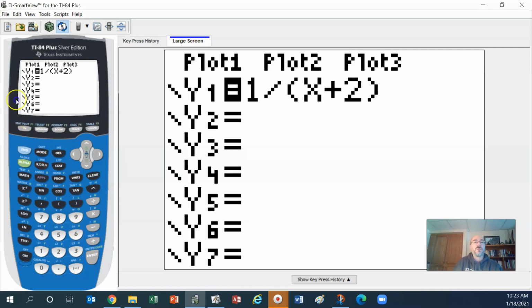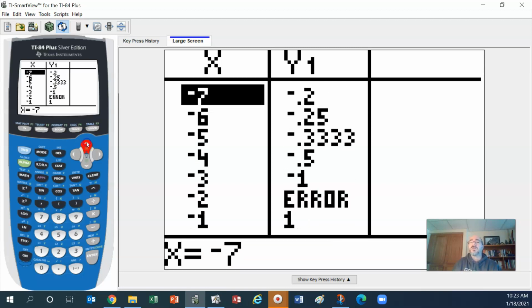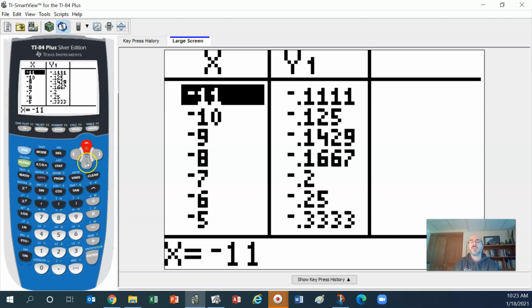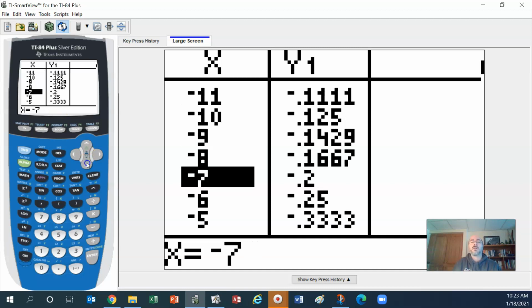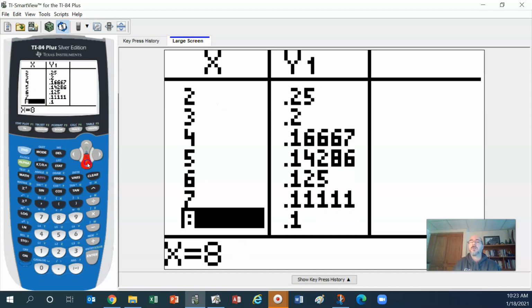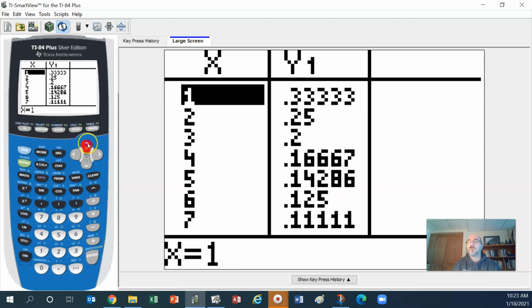All right, so I'm going to go to the table and I'm going to look for, obviously, an error message. Oh, and look, there's the error message. Okay, I'm going to scroll up a little bit and see if there's anything more. Nope, I don't see any more error messages up there. Okay, let me scroll down a bit. Nope, doesn't look like anything there. Okay, let me go back to the error message.